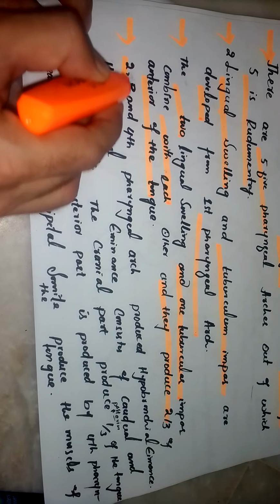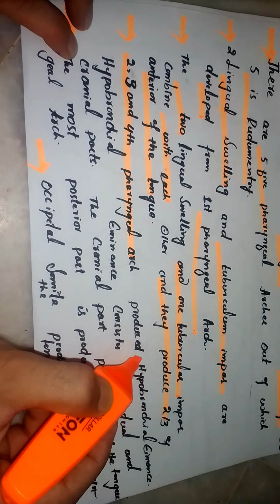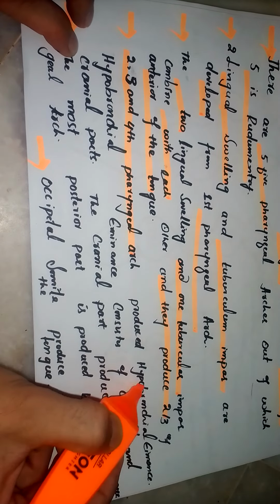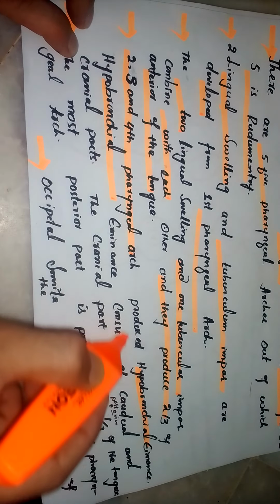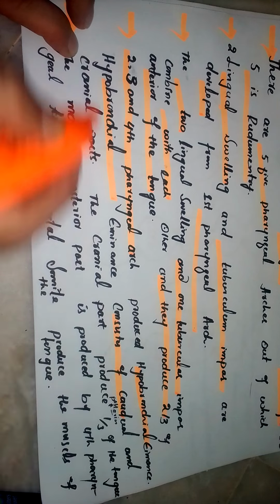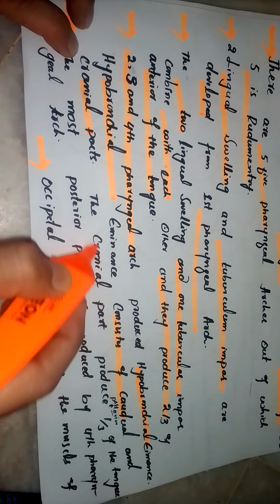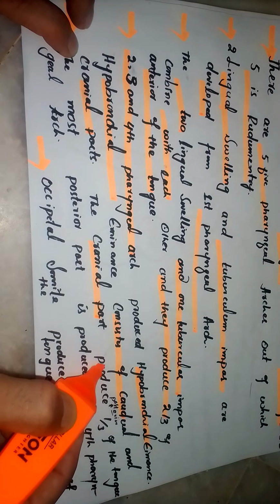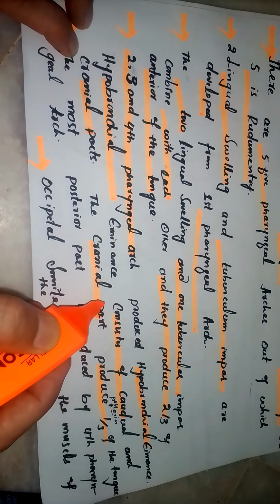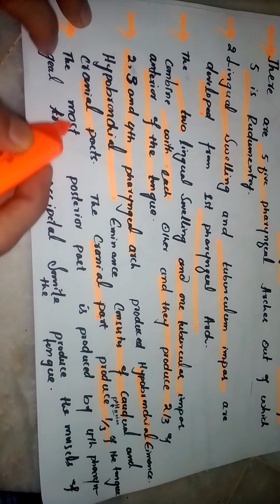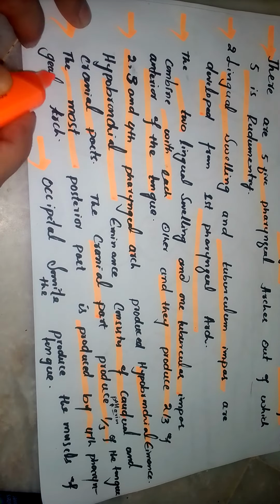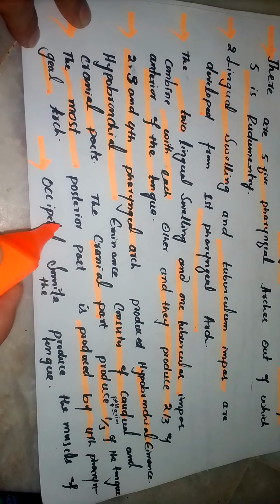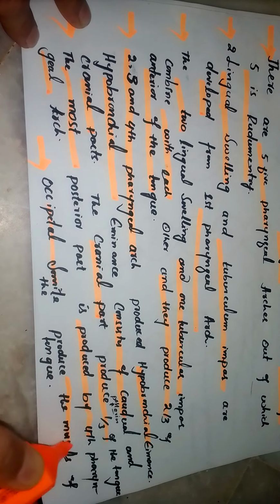The second, third and fourth pharyngeal arches produce the hypobranchial eminence. The hypobranchial eminence consists of caudal and cranial parts. The cranial part of the hypobranchial eminence produces the posterior one-third of the tongue. The most posterior part is produced by the fourth pharyngeal arch. The occipital somites produce the muscles of the tongue.